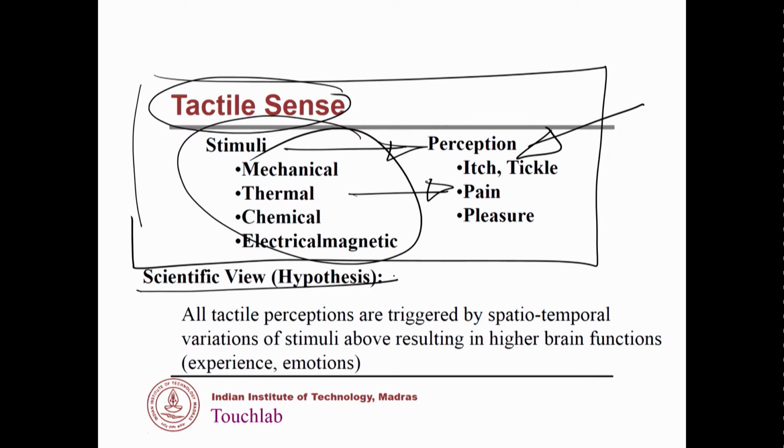Only when we measure things can we control things. We can design new gadgets in order to improve this experience. That is going to be the focus of this course. So, the scientific view of what tactile sense is: all tactile perceptions are triggered by spatio-temporal variations of stimuli, resulting in higher brain functions, experience and emotions. So, this stimulus is varying in both space as well as time, and that is what leads to the different experiences. That is a simple definition of what a tactile sense is.